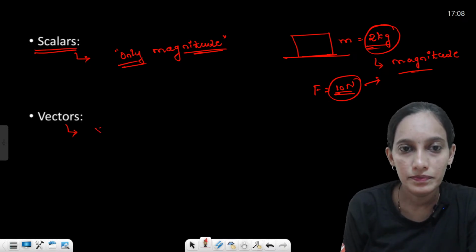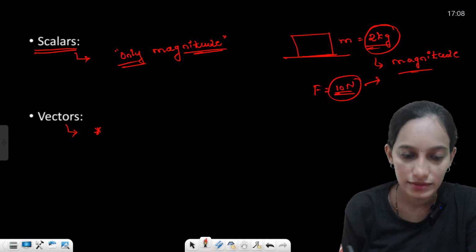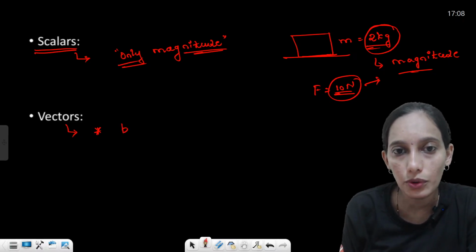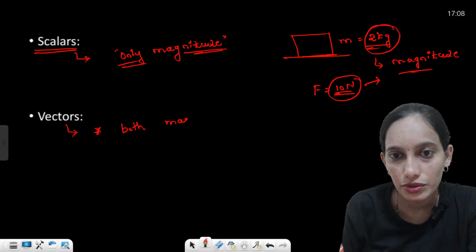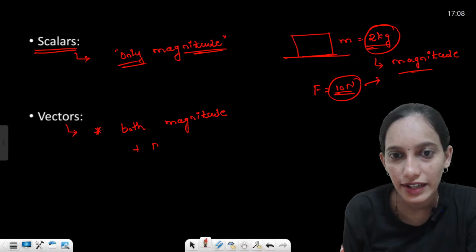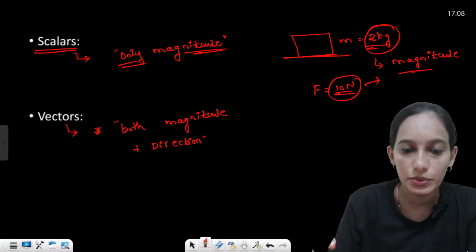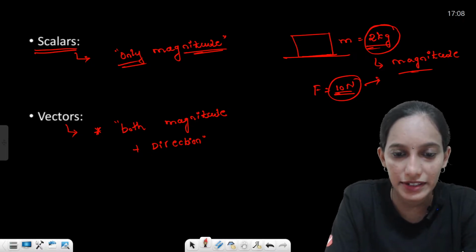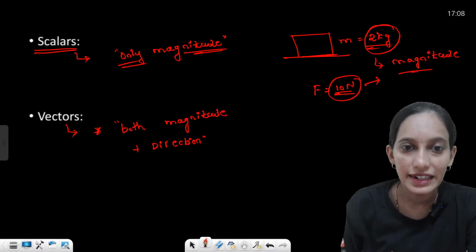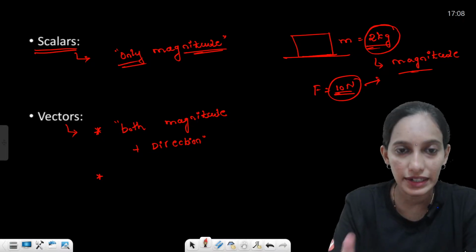Vectors, what are they? I think somebody already mentioned magnitude and direction. The physical quantities which have both magnitude and direction, we call them vectors. But that is not enough, so we have to add one more condition here.